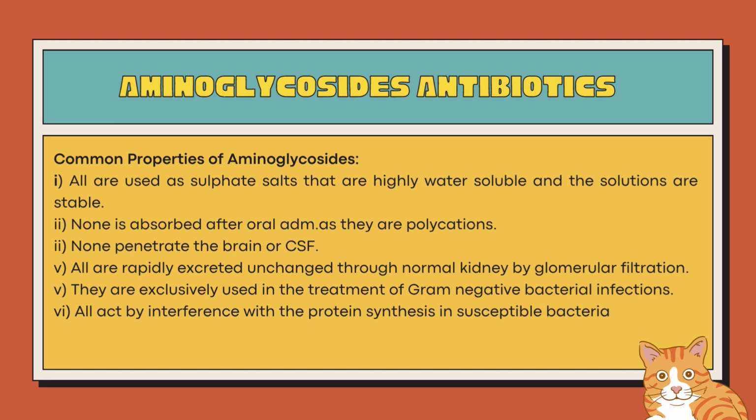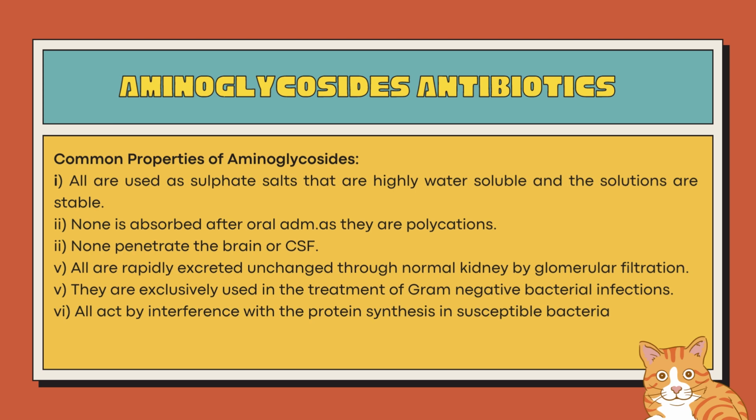First, all are used as sulfate salts that are highly water soluble, and the solutions are stable. Second, none is absorbed after oral administration as they are polycations. Third, none penetrate the brain or the CSF. Fourth, all are rapidly excreted unchanged through the kidney by glomerular filtration. Fifth, they are exclusively used in the treatment of gram-negative bacterial infections.